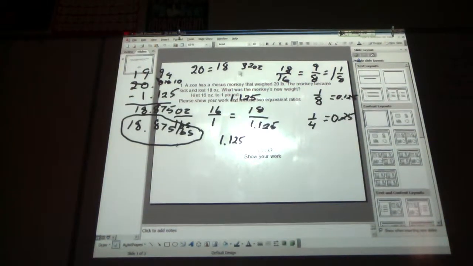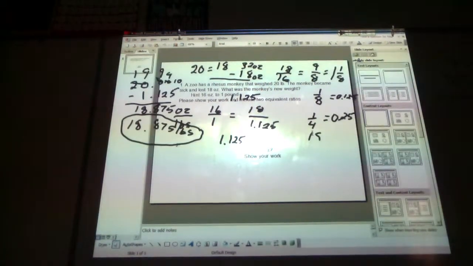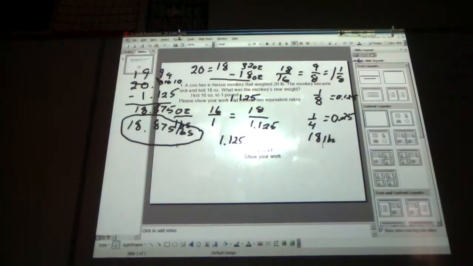Does that make sense? 18 plus 2 is 20, right? So I just converted this little piece right here to ounces, and I needed to do that so that I could subtract my 18 ounces from right here. Can I subtract 18 from 32? Yeah. So now I'm going to get, and this is what we're going to see on a scale, 18 pounds and a grand total of 14 ounces. 14 ounces.